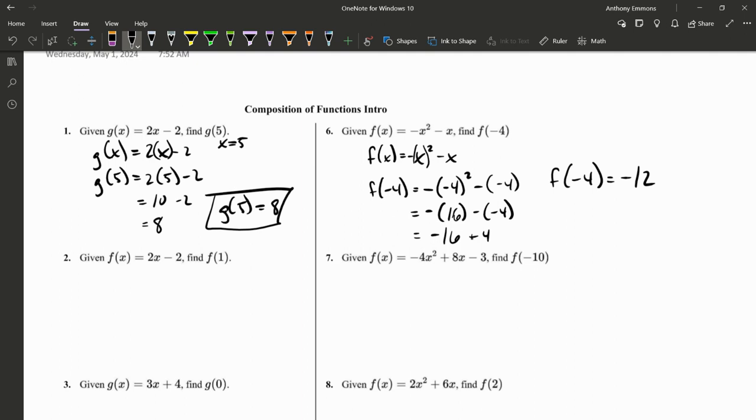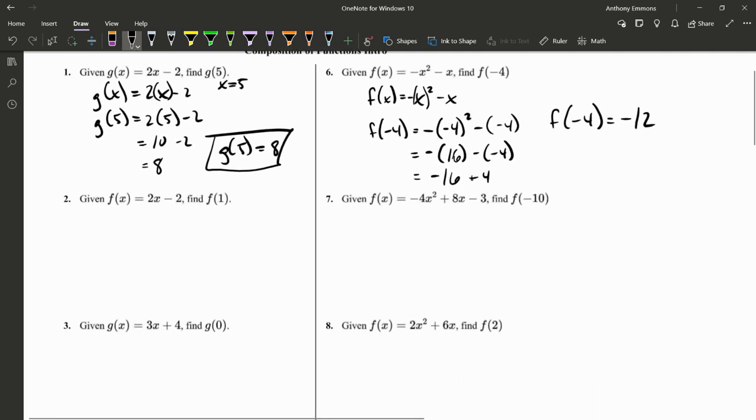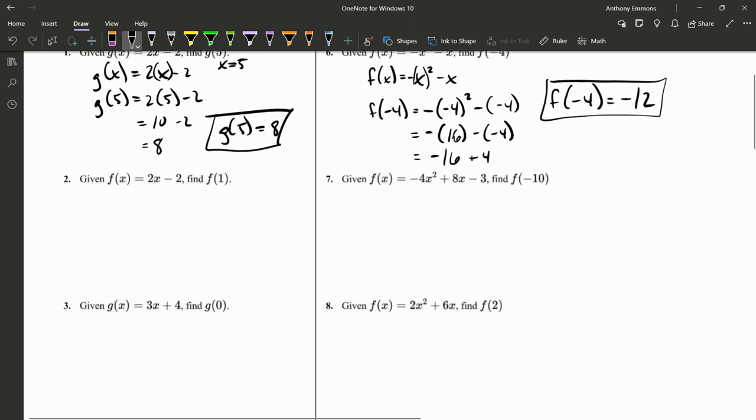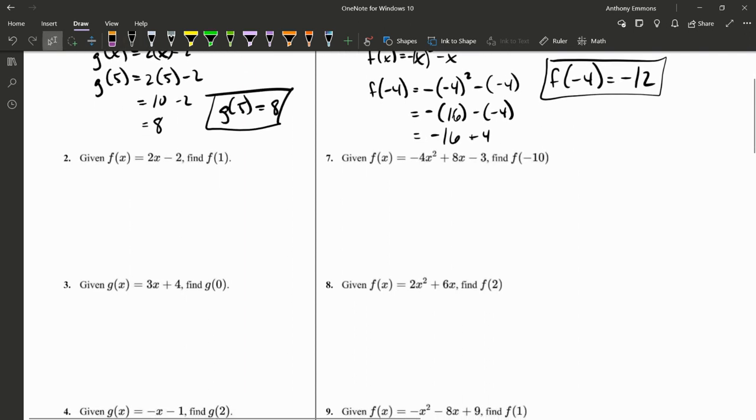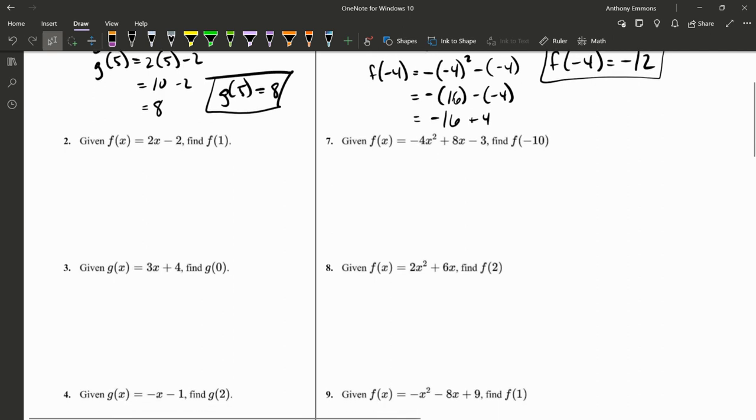Number 7 as well is going to be quadratic, so very similar. Sure, there are 3 terms, but you'll be fine. Plugging in the negative 10, following the order of operations, and saying f of negative 10 equals whatever number you get.